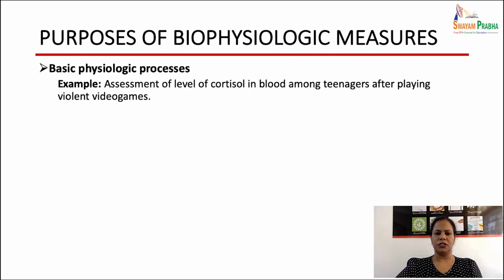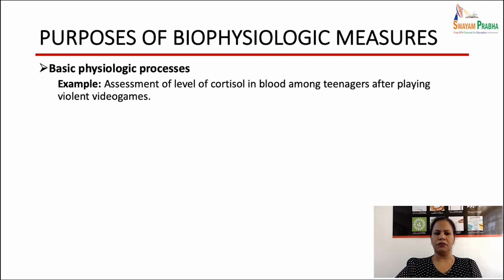First one is basic physiological processes. So through the biophysiological measures, we can assess a number of physiological processes, such as we can assess the blood pressure of the patient, we can assess the vital parameters of the patient, then certain blood levels of hormones, any type of physiological process. For example, for cardiac patients, we might be assessing the troponin I level, we might be assessing the LDH level. So a number of physiological processes can be measured through the biophysiological measures.